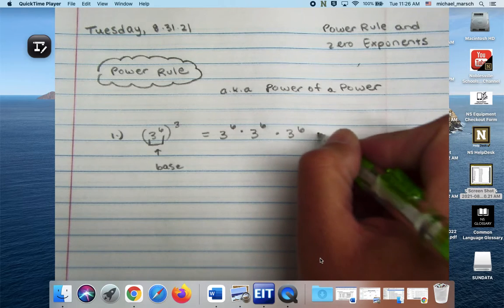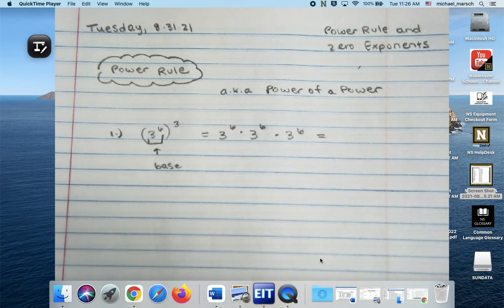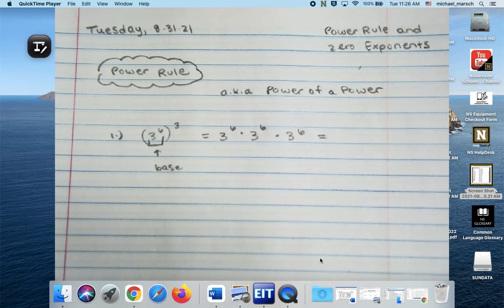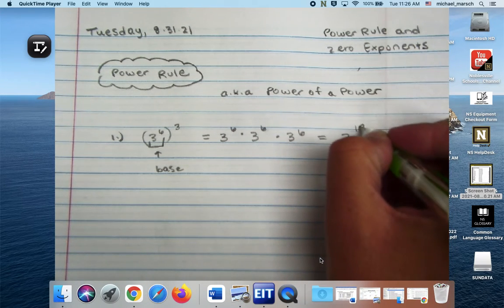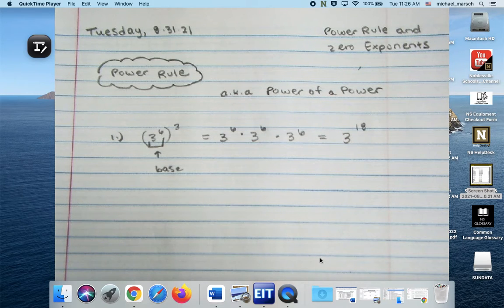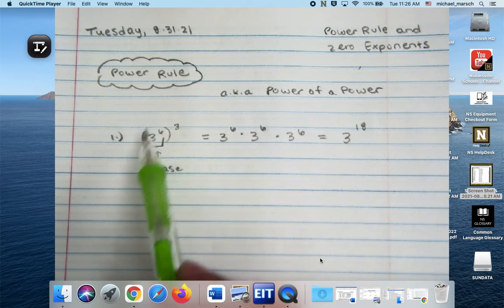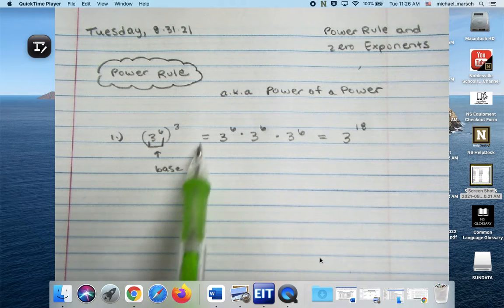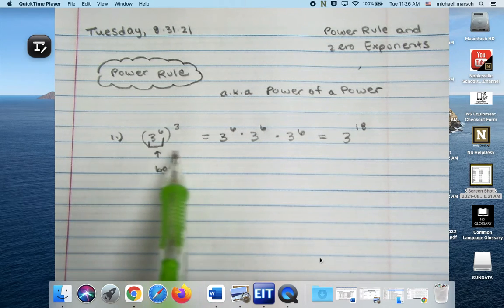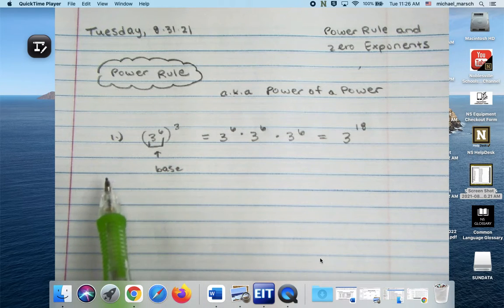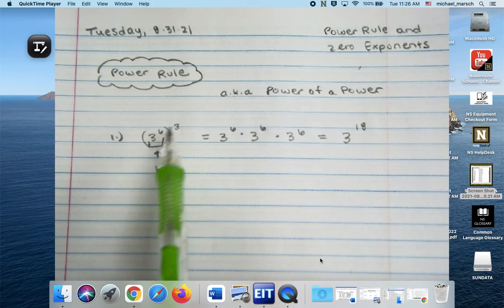And based on what we did yesterday, what would I do with those sixes? I would add them. So how many threes do I have now? 18. That's so many. So I want you guys to look at this situation for a second and tell me, when you look at this original expression, how else could I have gotten 18? By doing what? Multiplying the exponents. Does everybody see that?